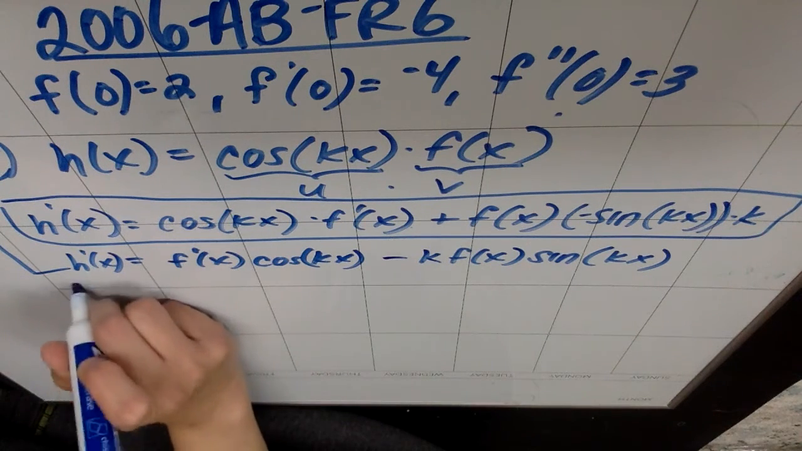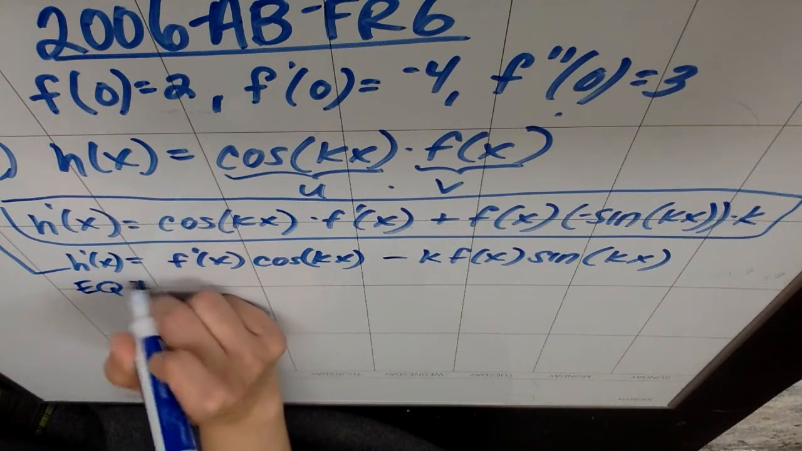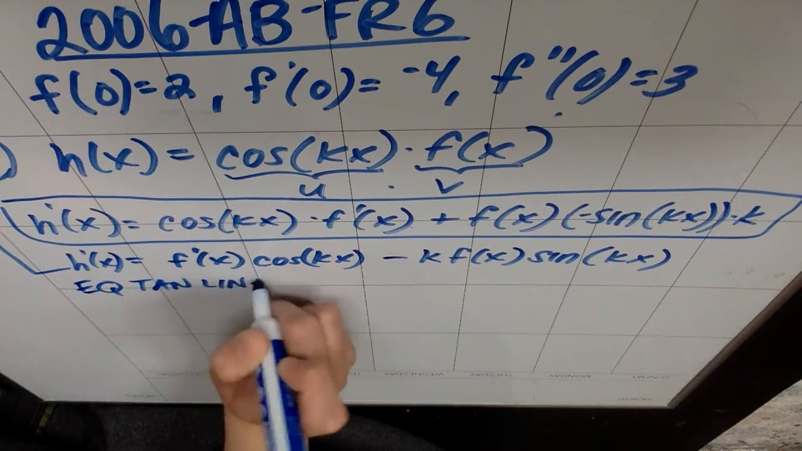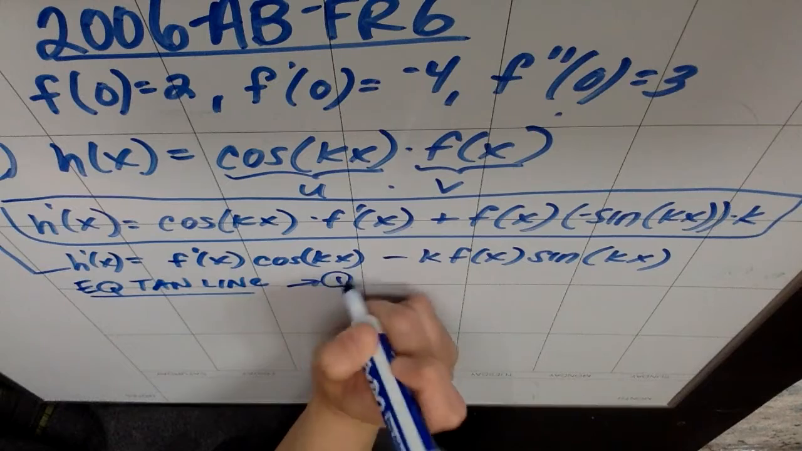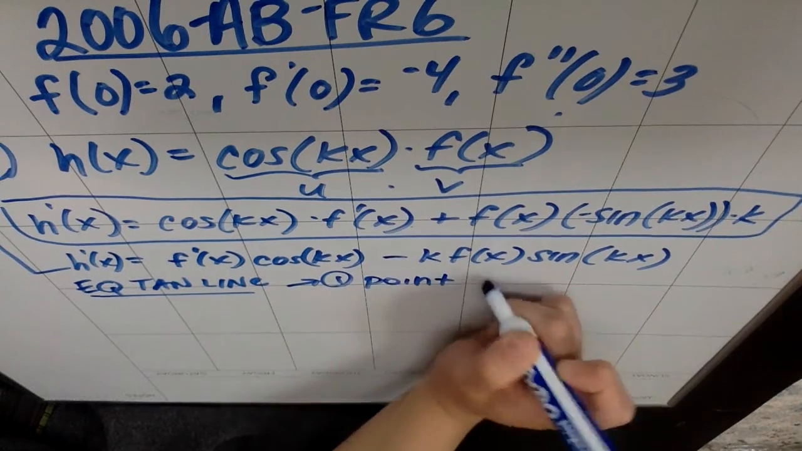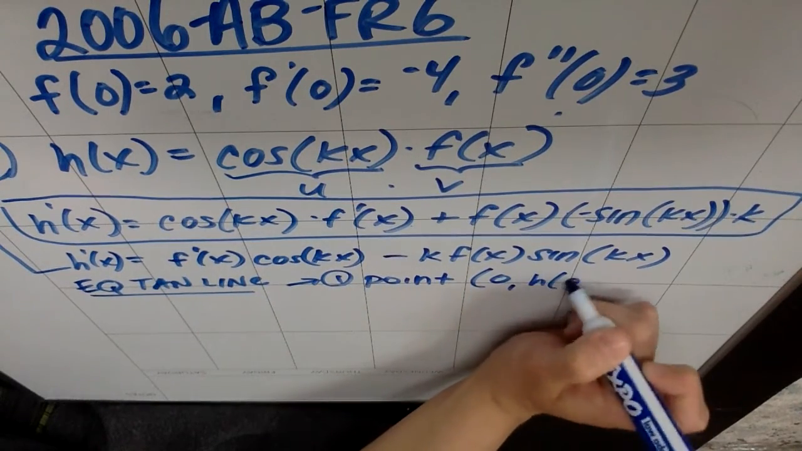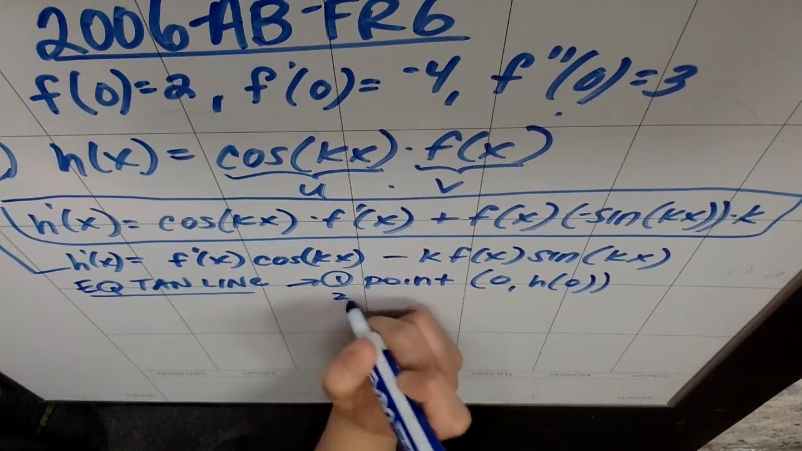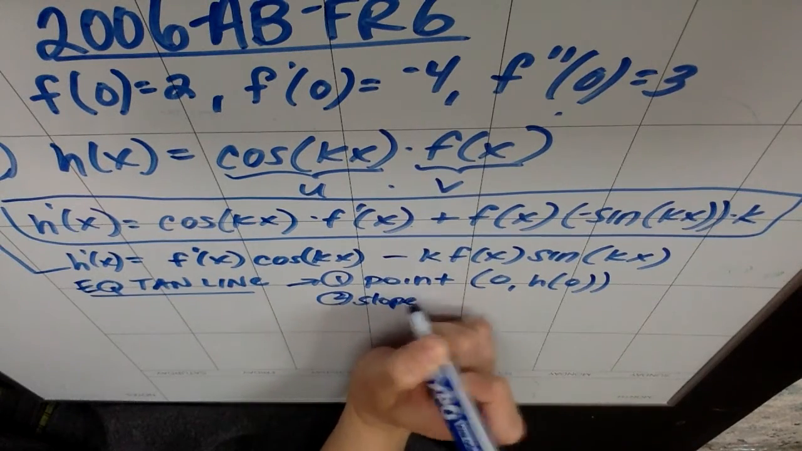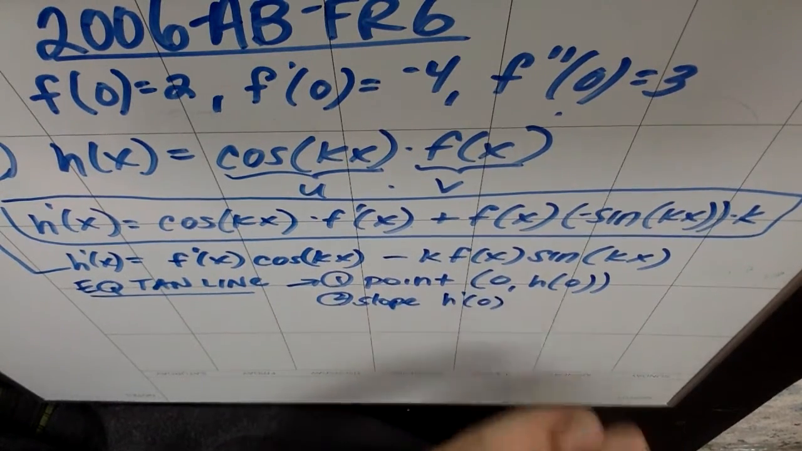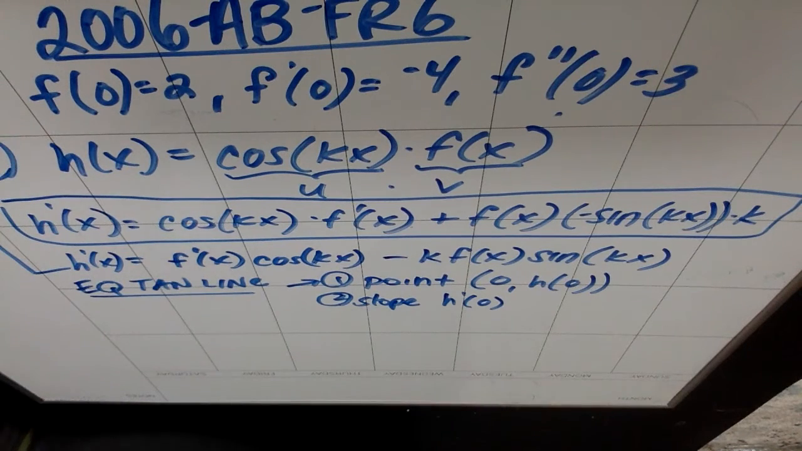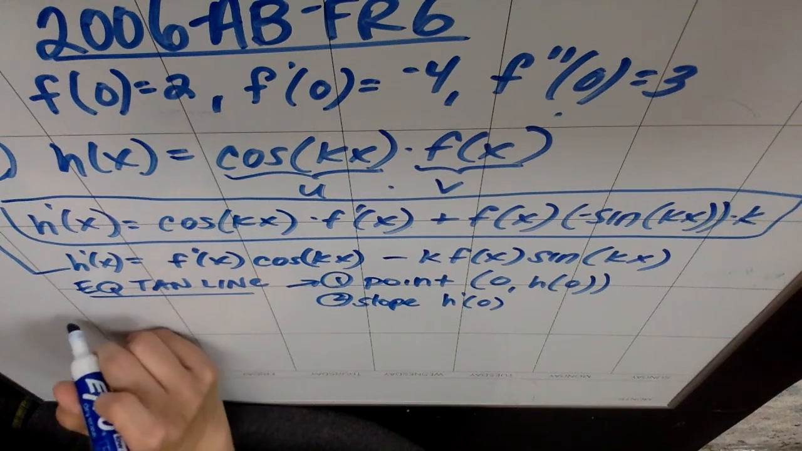Next, I need the equation of a tangent line, right? So anytime I need an equation of a line, I need 2 things, right? I need a point, which I know is 0, h of 0. I don't know h of 0 yet, but I can find it. And I need a slope, which I know in this case should be h prime of 0. So I can find both of these things based on the information I have. So I'm going to go ahead and find the point first.